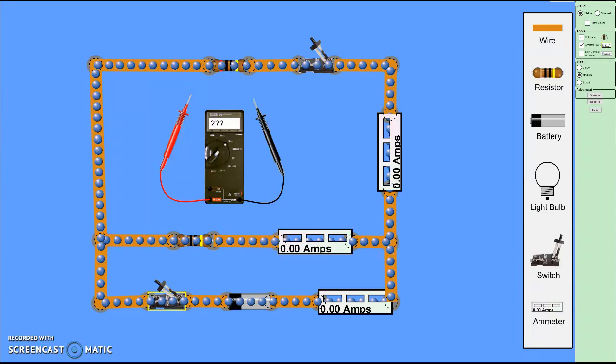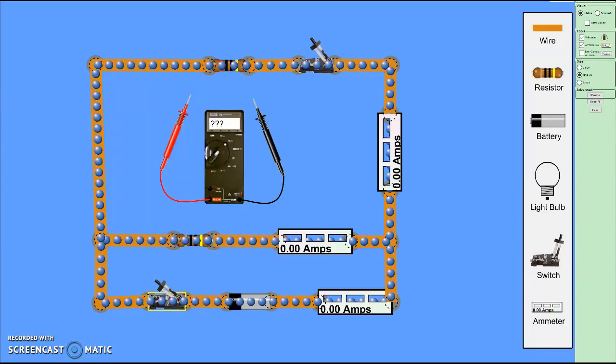Okay, so the next type of circuit that we need to talk about is something called a parallel circuit. In parallel circuits, we have more than one path that the charges could follow. In a series circuit, there's only one path, and each charge has to go through all the resistors. In a parallel circuit, there's at least two, probably even more possible paths that a charge could follow.